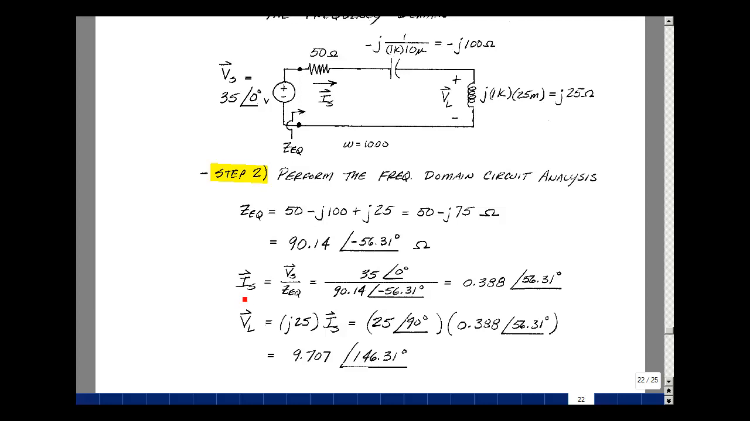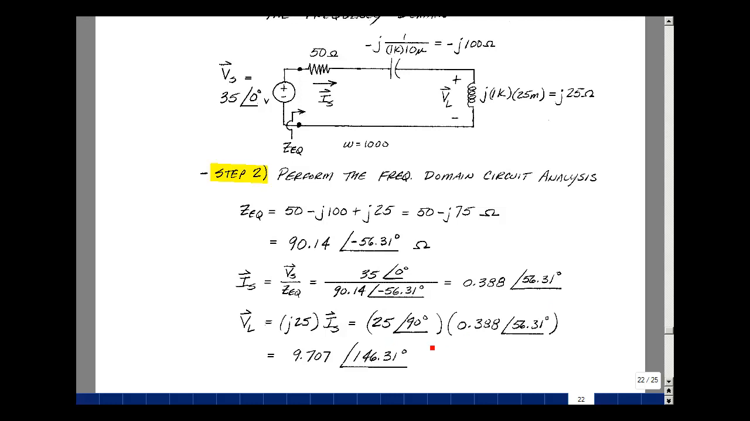Let's find the current I sub S as V sub S divided by Z equivalent, 35 at angle 0, divided by 90.14 at an angle of minus 56.31 degrees. 35 divided by 90.14 is 0.388. The angle of the numerator minus the angle of the denominator is our overall angle, which will be a plus 56.31. Now that I know the current in this circuit, I can find the voltage across this inductance by just multiplying by the impedance. Impedance is j25. The current was this expression right here of 0.388, an angle 56.31.